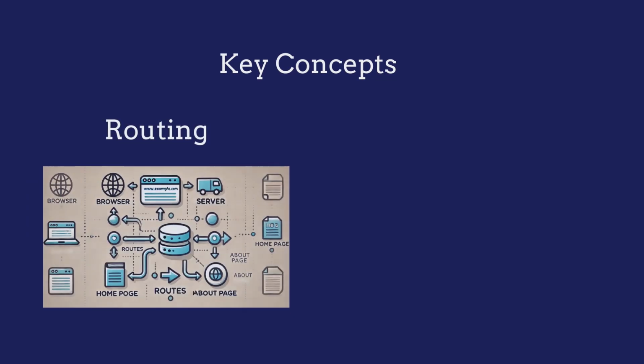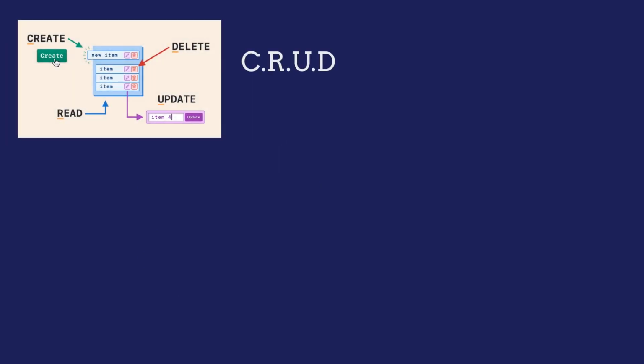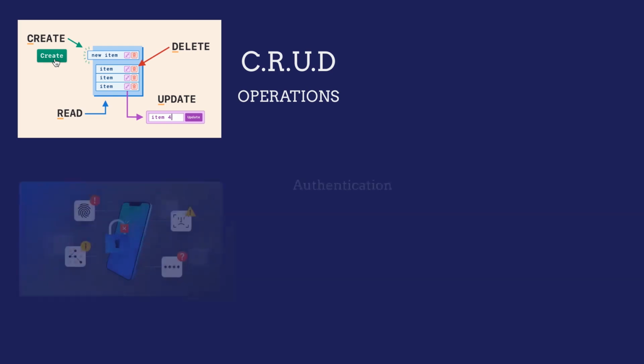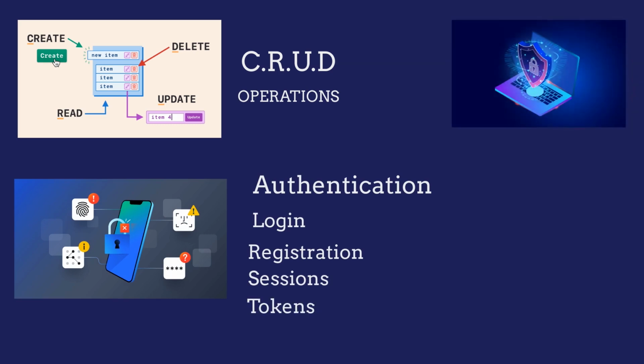One of them is routing, which handles URLs like login, register, and many more. REST APIs are interfaces for the front end to communicate with the back end. We also have to look at CRUD, which stands for create, read, update, and delete operations in our application. Authentication, like login, registration, sessions, and tokens. Then we also need to look at security, like preventing SQL injection, XSS, and CSRF, and many more.